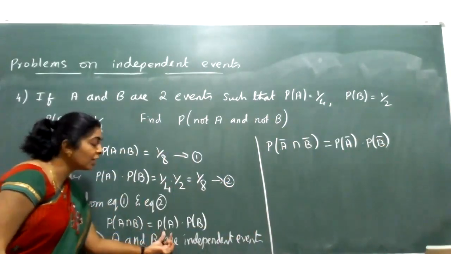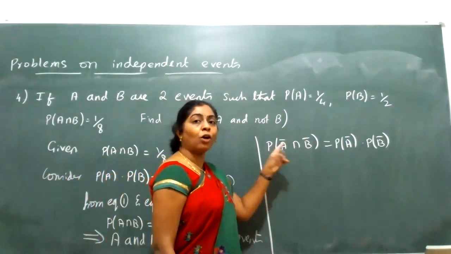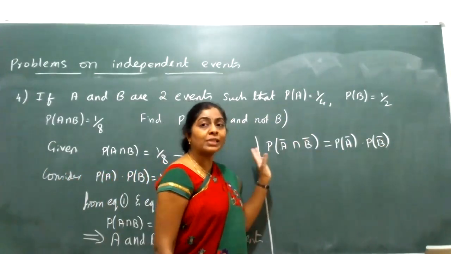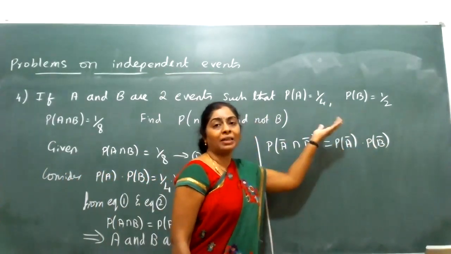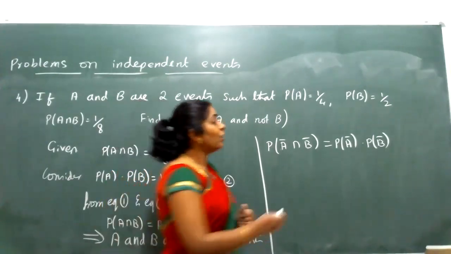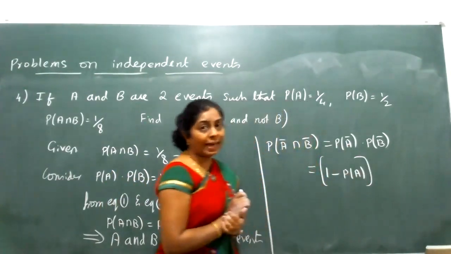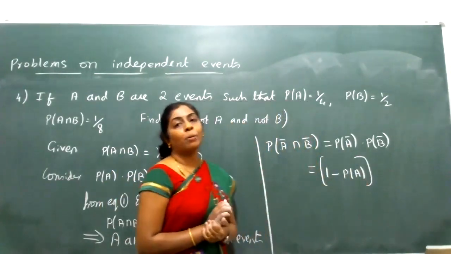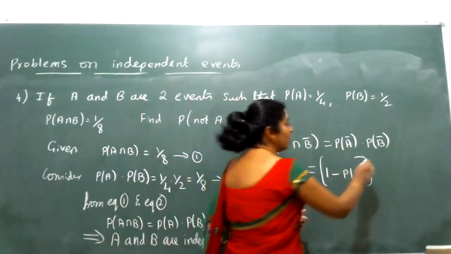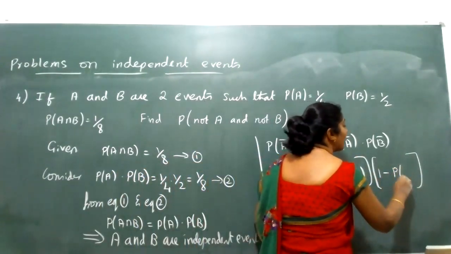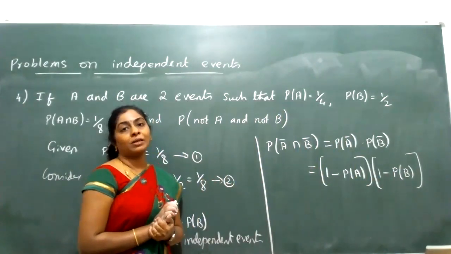Probability of A intersection B is equal to probability of A into probability of B. To find this, I'm going to use that condition. Probability of A bar intersection B bar is equal to, since A and B are independent events, probability of A bar into probability of B bar. We have also studied last year, if I have to find the probability of A dash, that is the complement, it is 1 minus probability of A. Probability of A bar is nothing but 1 minus probability of A. Similarly, probability of B bar is nothing but 1 minus probability of B.